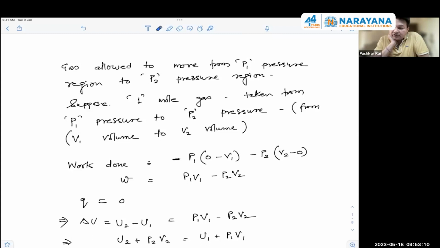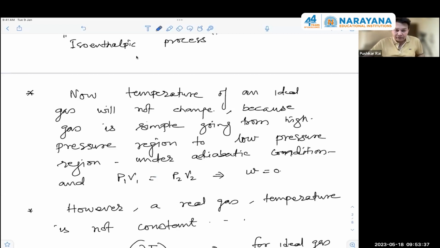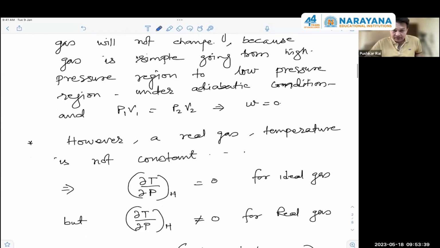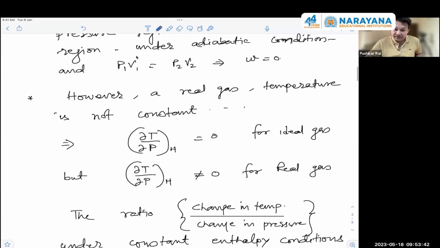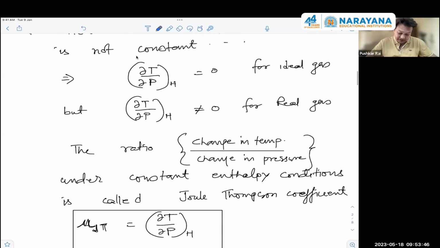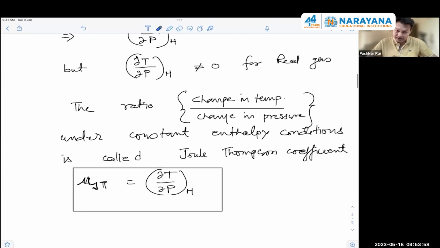So net work done is equal to what? 0. So net work done is 0 if the gas is ideal. But if the gas is not ideal, the temperature for an ideal gas will not change, and W is equal to 0. However, for a real gas, del T by del P, the rate of change of temperature with pressure, is not 0. The rate of change in temperature upon change in pressure under constant enthalpy condition is called mu JT.